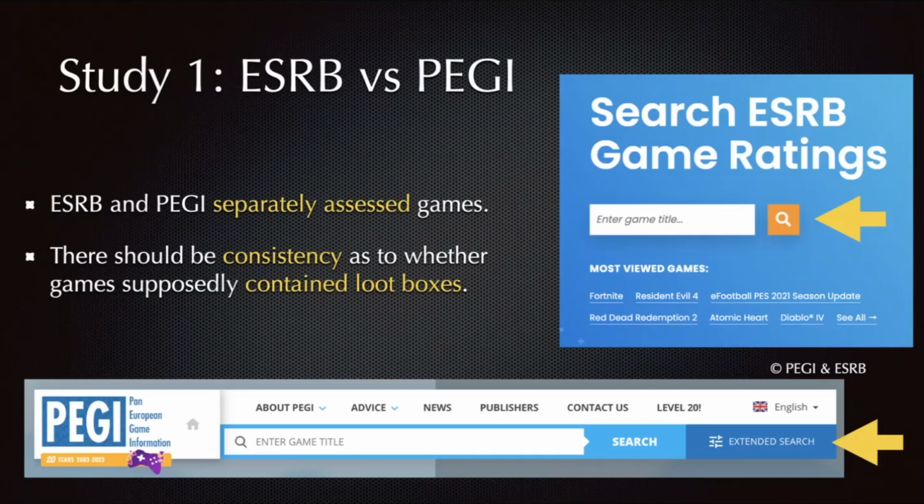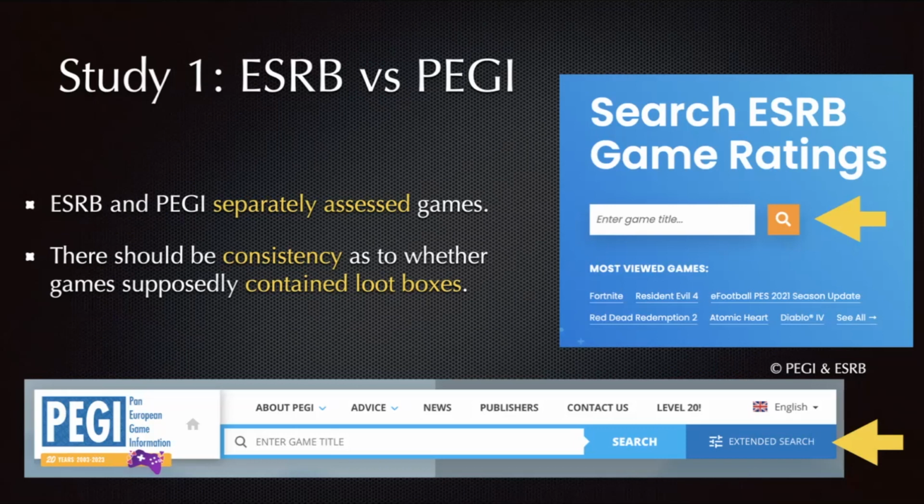I conducted 2 studies to empirically examine how effective this measure has been implemented. The first study sought to compare the ESRB against PEGI. This was doable because the ESRB and PEGI, although they've adopted the same measure, actually assess games separately and would attach the label through separate decision-making processes. However, given that the definition for a loot box used by both bodies is identical, we would expect there to be consistency between what the ESRB decides and what PEGI decides.